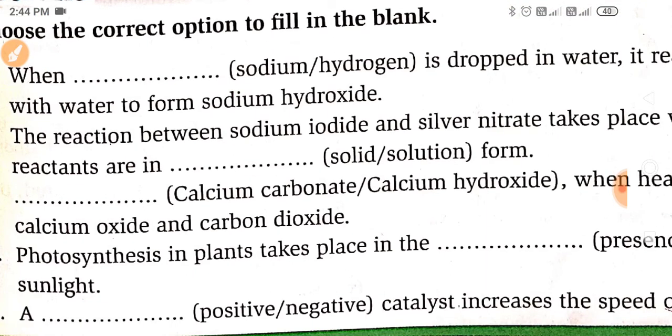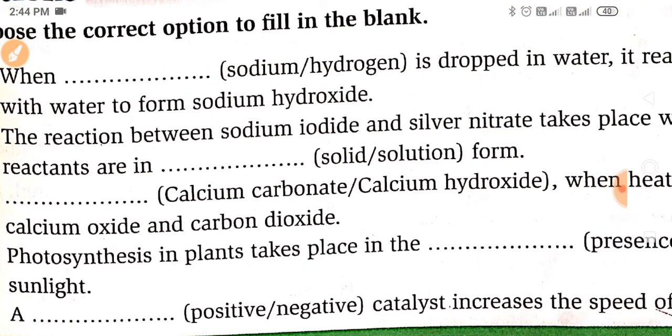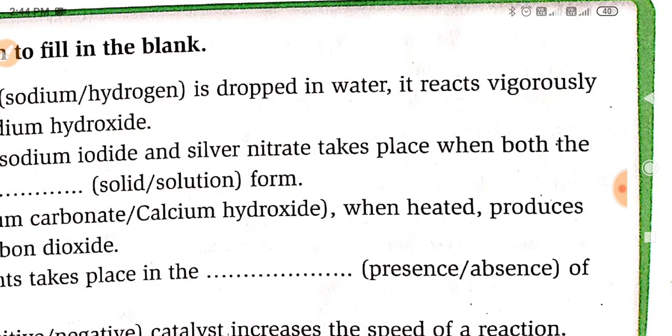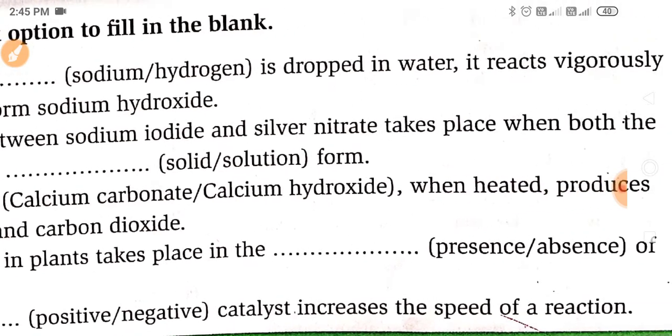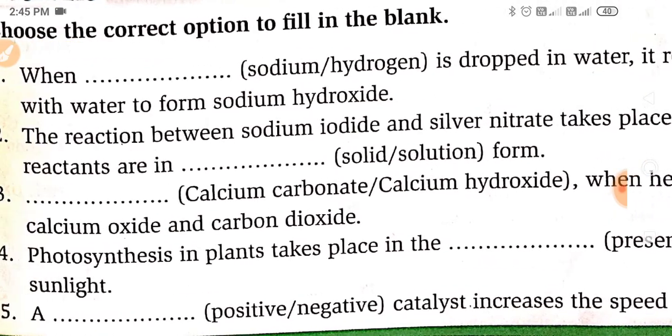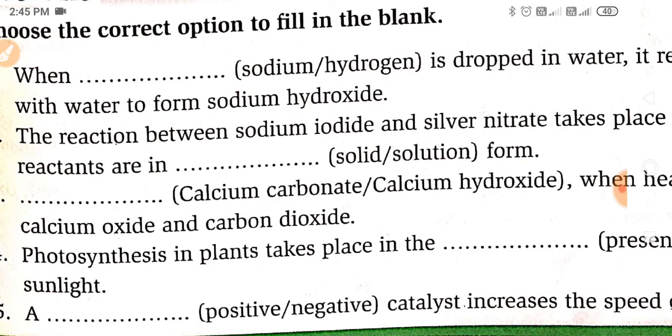Next is, the reaction between sodium iodide and silver nitrate takes place when both the reactants are in which form? The first condition is that they are in solution form. The right answer is solution. Next is, calcium carbonate or calcium hydroxide when heated produces calcium oxide and carbon dioxide. So the right answer is calcium carbonate, CaCO3.